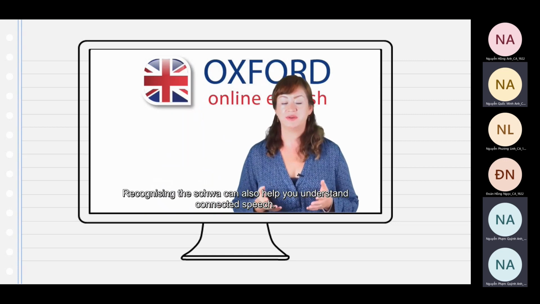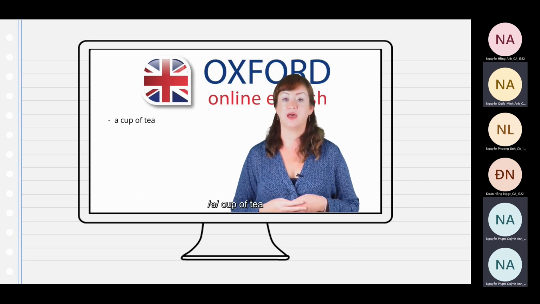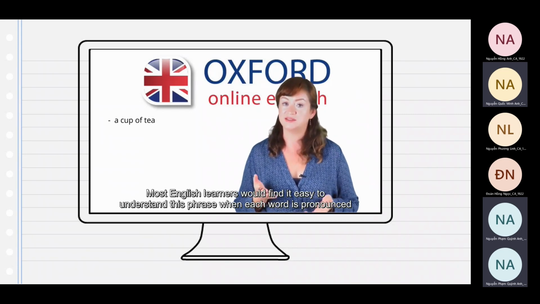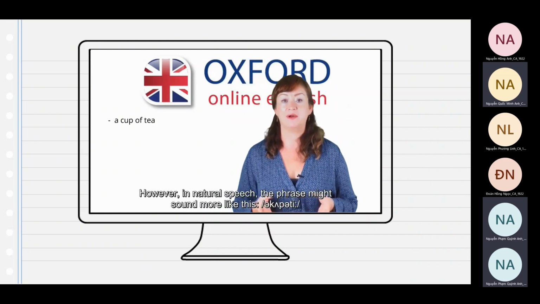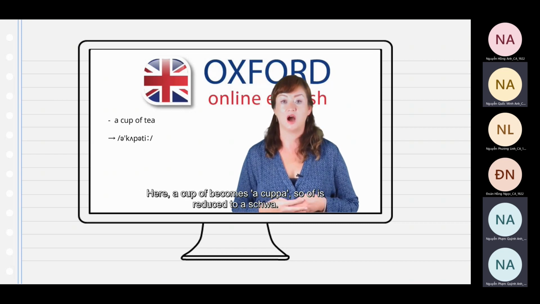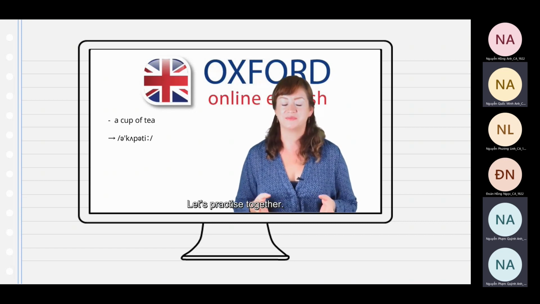Recognizing the schwa can also help you understand connected speech. Let's see how. A cup of tea. Most English learners would find it easy to understand this phrase when each word is pronounced clearly. However, in natural speech, the phrase might sound more like this. A cup of tea. Here, a cup of becomes a cuppa. So of is reduced to a schwa. A cup of tea.